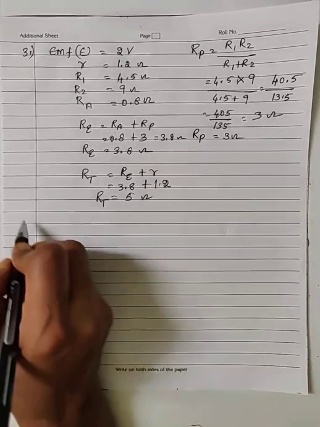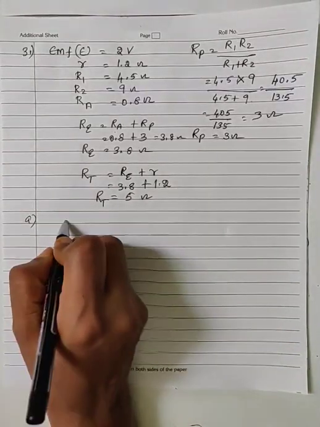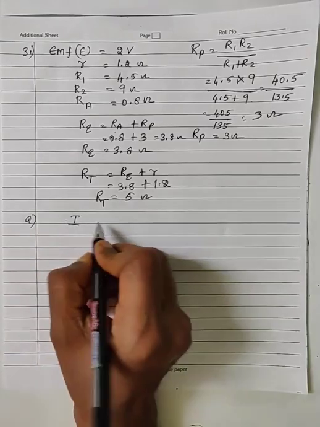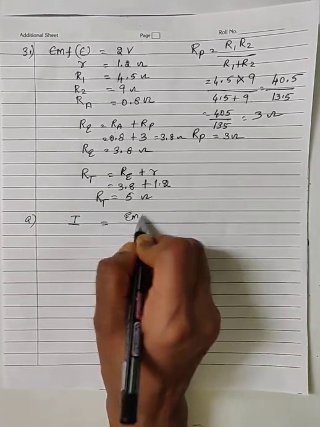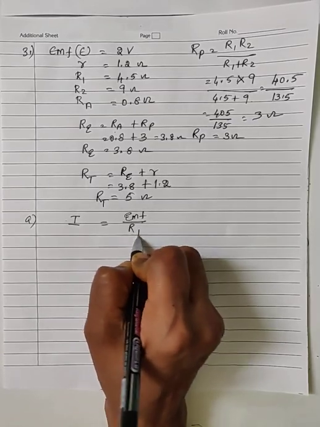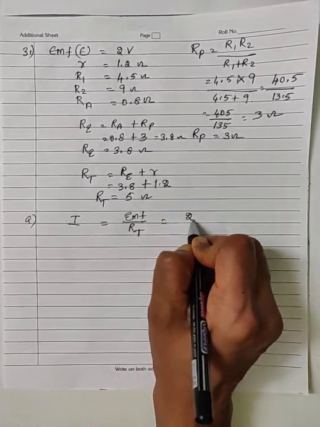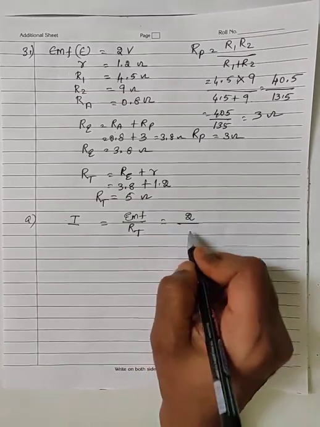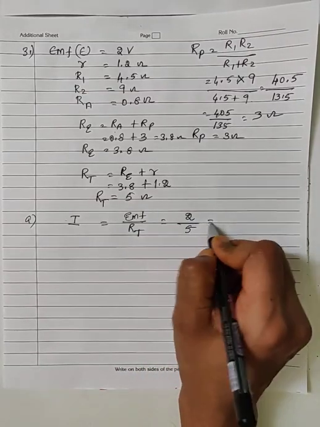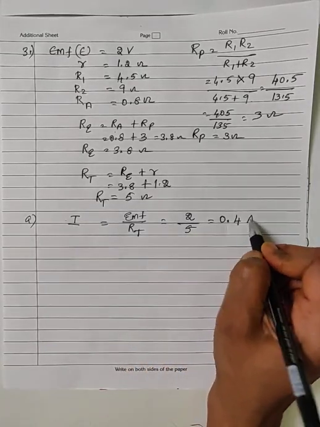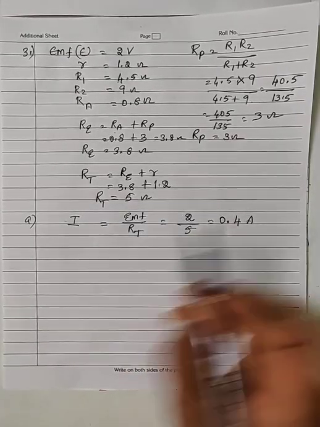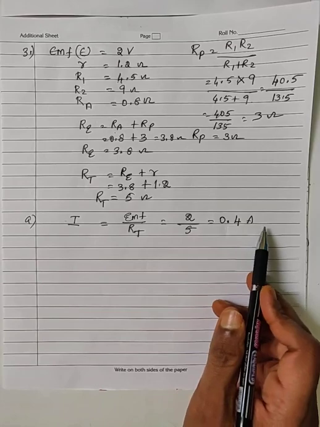The first question, you are asked to calculate the reading of the ammeter. Ammeter will read the current that flows through the circuit. The current drawn from the cell is equal to EMF by total resistance. The EMF of the cell is given as 2 volt. The total resistance is calculated as 5 ohm, so the current is 0.4. SI unit of current is ampere. So the reading of the ammeter I is equal to 0.4 ampere.